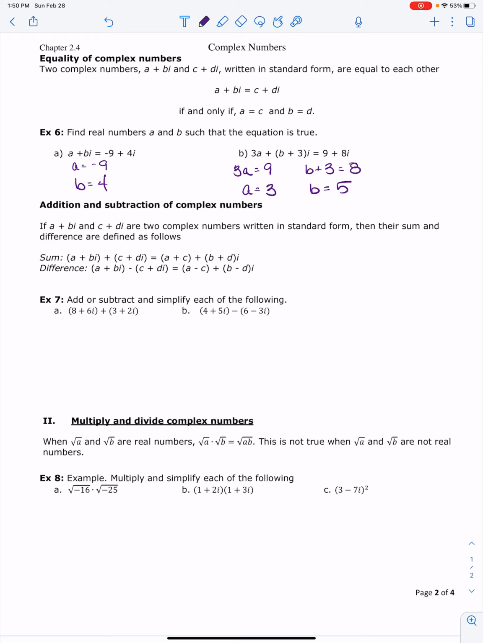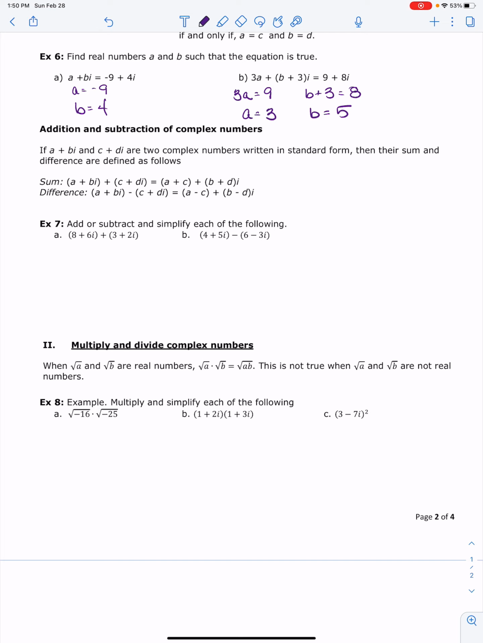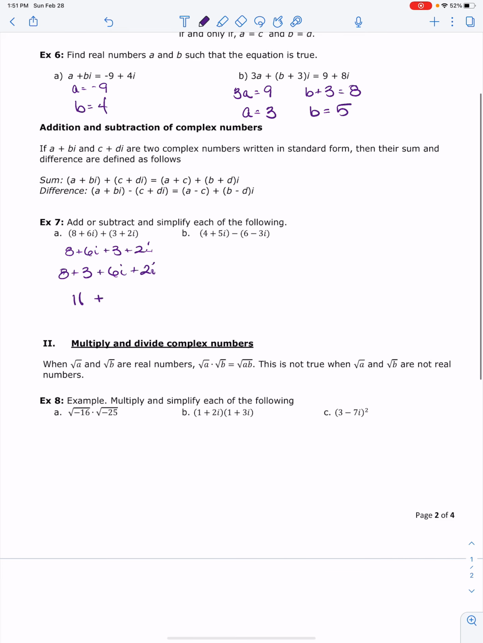When we add or subtract complex numbers, it's going to be like adding or subtracting polynomials. We can only add like terms, so we've got to add real to real and imaginary to imaginary, or subtract real to real and imaginary to imaginary. So I am going to go ahead and rewrite this. Again, I'm going to do a little more work here than you probably are, without parentheses. And then I'm just going to list the real parts first, the imaginary parts second, and then I am going to combine like terms. 8 plus 3 is 11. 6i plus 2i is 8i.